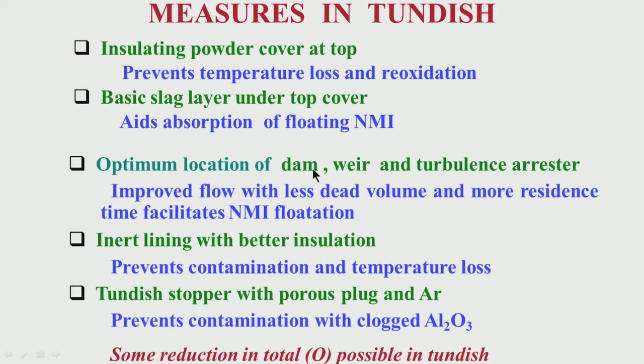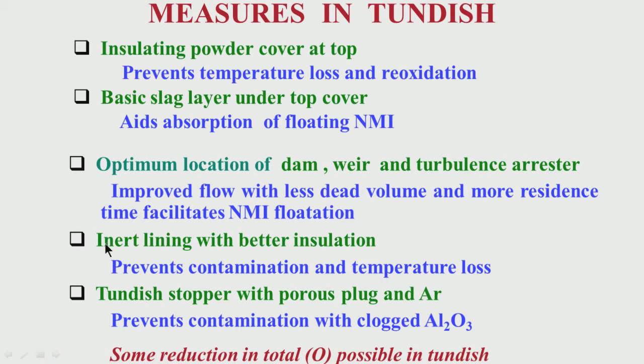A lot of people have done mathematical modeling to determine the location of the dam, weir and the turbulence arrestor, so that you have more residence time of liquid steel in the tundish, less turbulence in the tundish, and less amount of dead zone in the tundish. So for this, optimum location of dam, weir and turbulence arrestors is necessary.